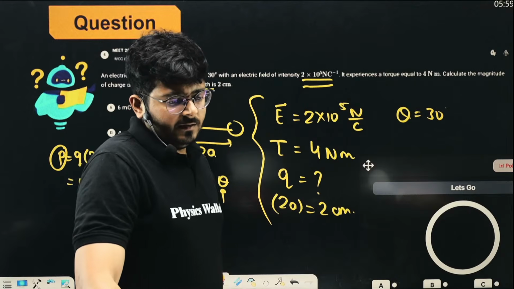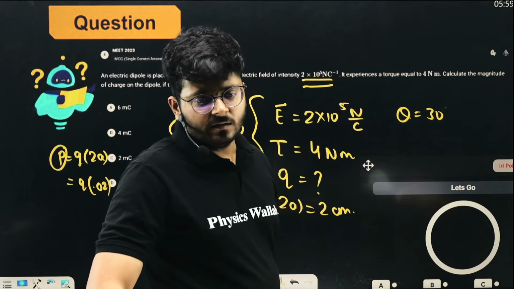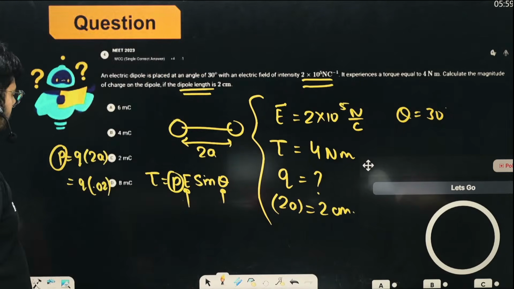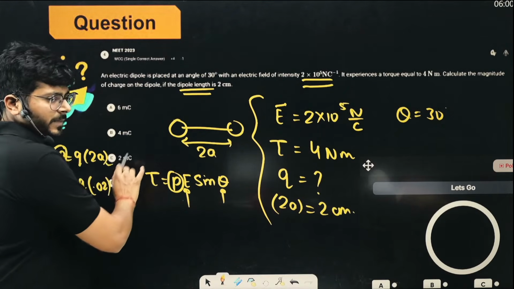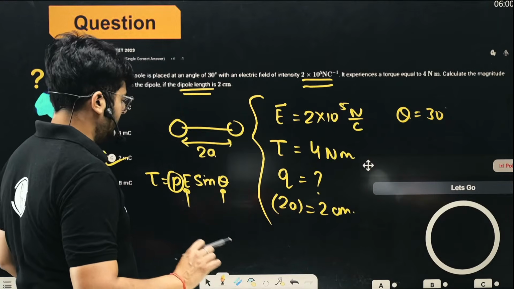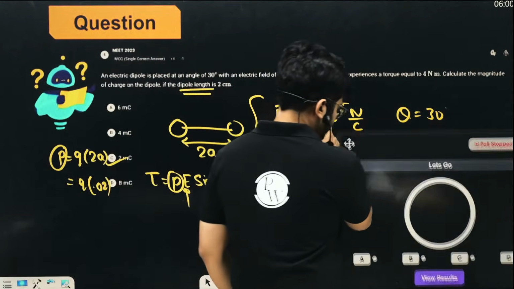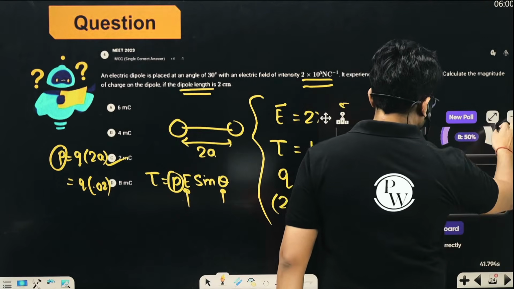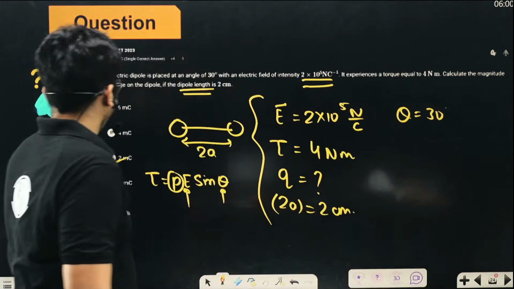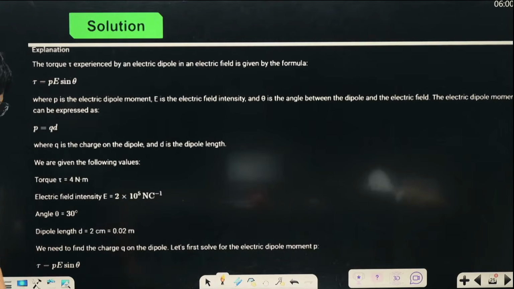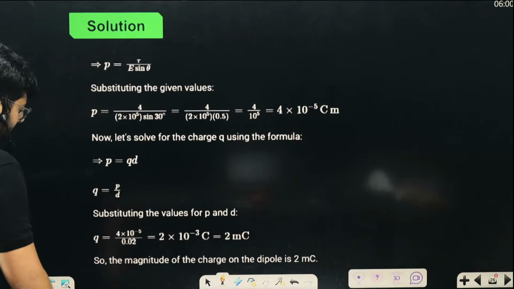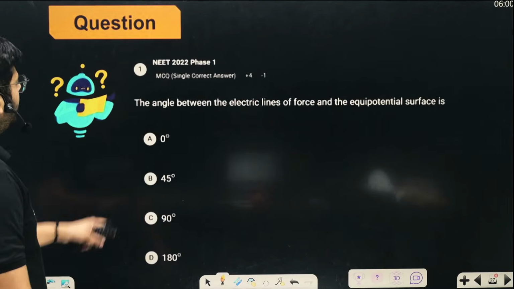Very good, Manjulika beta. Very good, Ananya. Everybody is giving the correct answer, and option C, as many kids are giving, is absolutely correct. So I hope the idea is very clear. Just put the values and you will have your answer, which is 2 millicoulomb.